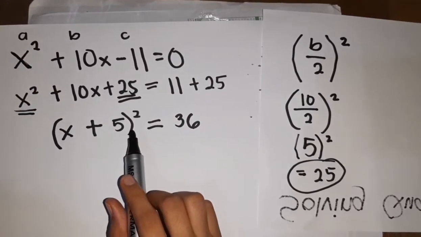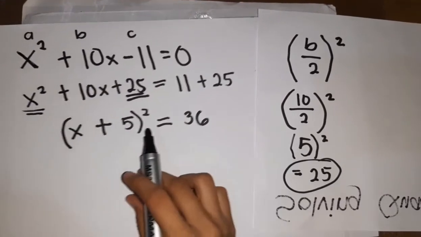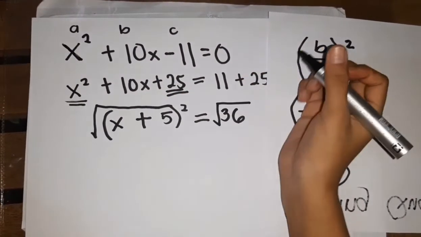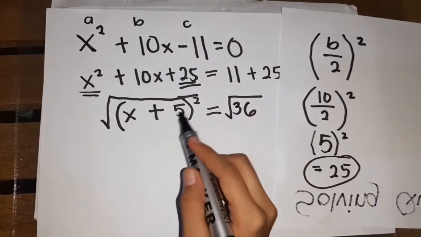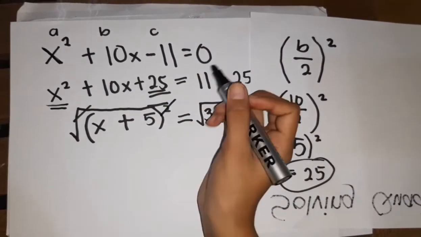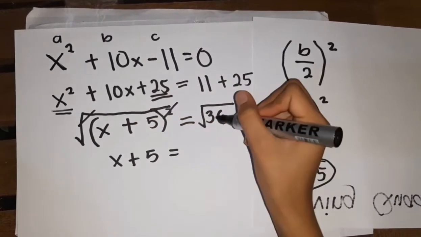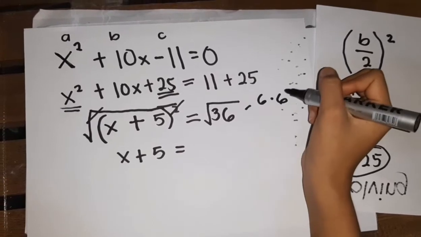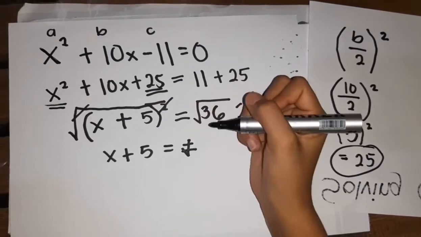Now, since we have already converted this trinomial into the square of a binomial, to solve for the root you have to extract the square root. To do that, you just need to get the square root of both sides, and getting the square root of any number raised to 2, you just cancel the radical and the exponent 2. Cancel. So we only have x plus 5 on this side, and on the other side, the square root of 36. The square root of 36, that is from 6 times 6, means your answer is 6.